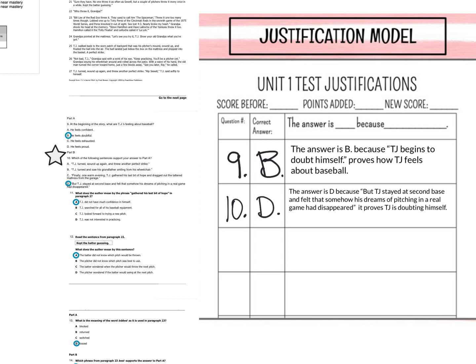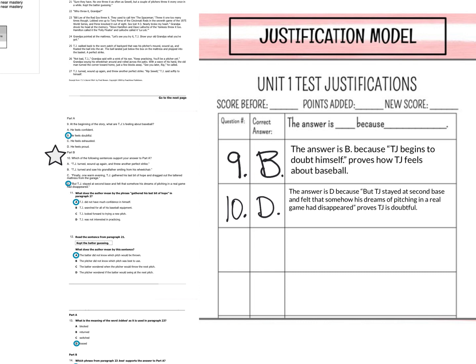So all I had to do is copy down my exact answer from my part B and connect it to how it proves my answer to part A. I copied it from the question, and then I explained how it supported my answer in part A. He feels doubtful. I wrote, TJ is doubting himself. And I could even make that exactly the same words by saying, is proving TJ is doubtful, if I wanted to make it match exactly the question in part A, number 9.